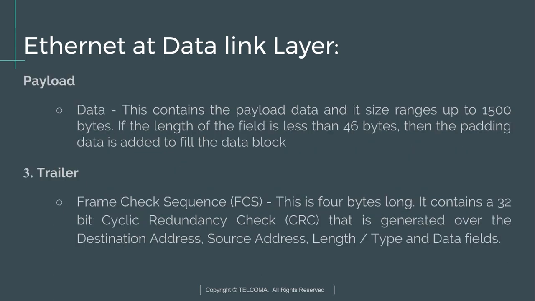The next is the payload. In the payload, the bytes are data. This contains the payload data or the user data, and its size ranges up to 1500 bytes. If the length of the field is less than 46 bytes, then padding data is added to fill the data block. Next is the trailer, that is the frame check sequence. It is 4 bytes long and contains a 32-bit cyclic redundancy check, CRC, that is generated over the destination address, source address, length or type and data field.